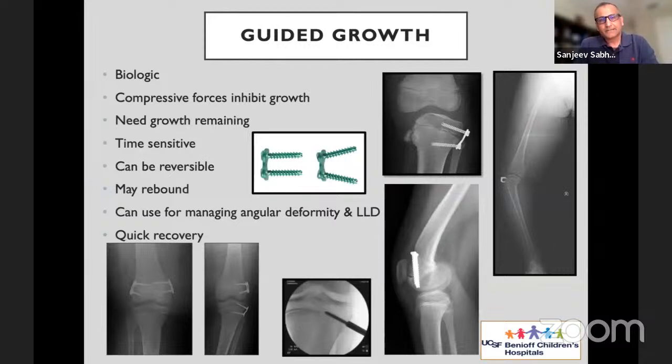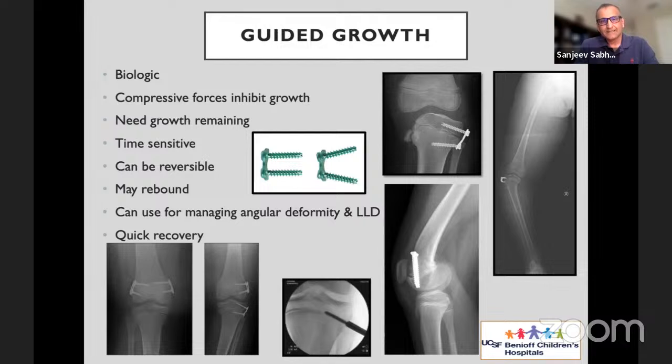It's based on the premise that compressive forces inhibit growth, and so you put a guided growth implant on the tension side of the deformity so that with time, if there's growth remaining on the compression side or the concavity of the deformity, the bone straightens out with time. Obviously, it's time sensitive. If you put extraperiosteal implants, it can be reversible to some degree, but then you've got to keep a close eye on the patient so they follow up appropriately so you prevent overcorrection.